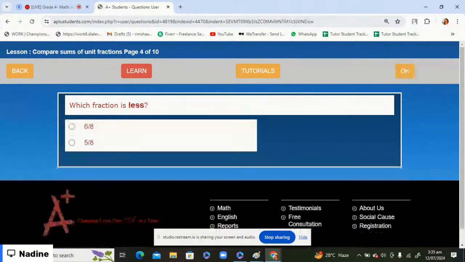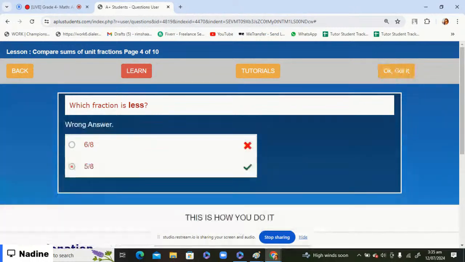Okay. Now which fraction is less? Check it out, both have the same denominators, 8 and 8. When we check their numerators, one has numerator 6 and the other has numerator 5, so 6 by 8 and 5 by 8. So 6 is greater than 5. We are going to check the less one. 5 by 8 is less and 6 by 8 is greater.